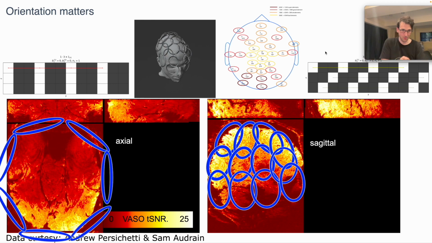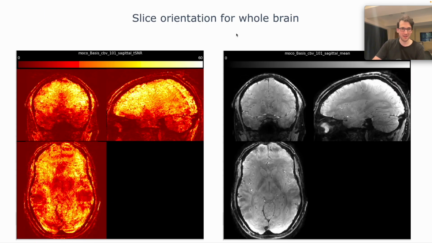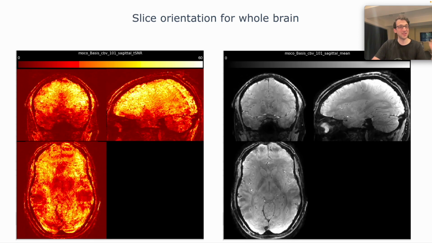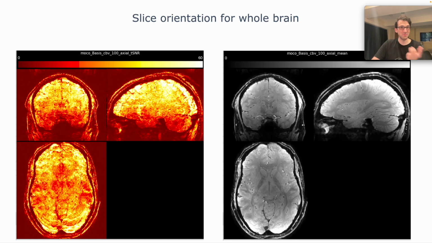For each protocol and acceleration factor, you need to reconsider if your slab orientation is really the best one. For example, when you do whole-brain layer-dependent fMRI, like in this example, it's actually the other way around. There we already engage all the elements, and you can see that we have the best TSNR, in fact, by going to an axial protocol, not sagittal, and the artifacts are even less there. So changing the orientation can boost your TSNR.